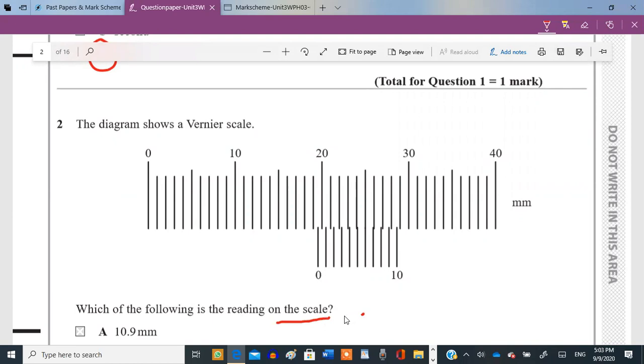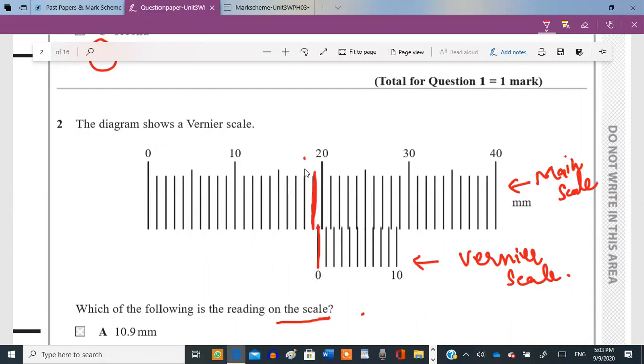Okay, for a vernier scale, first of all, there are two scales. This is the main scale, and this is the vernier scale. All you need to do is measure their readings and then add them up. For the main scale reading, you need to see the point just before the 0 mark of the vernier scale. Just before the 0 mark, it's this line over here. This is the reading of the main scale, and in this case, it's 19, right?